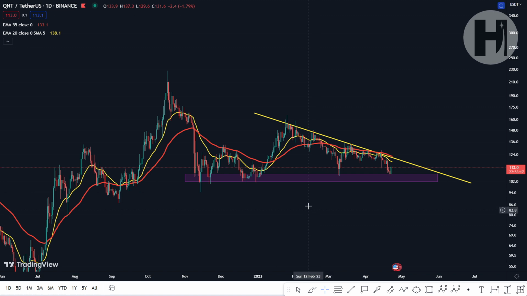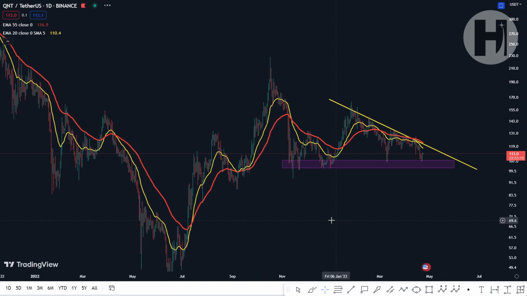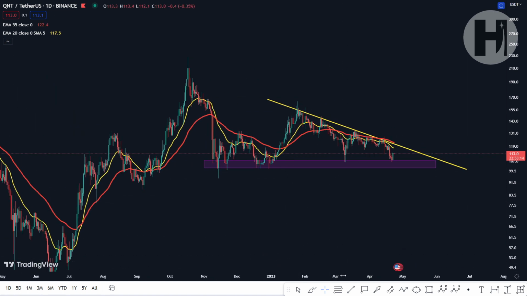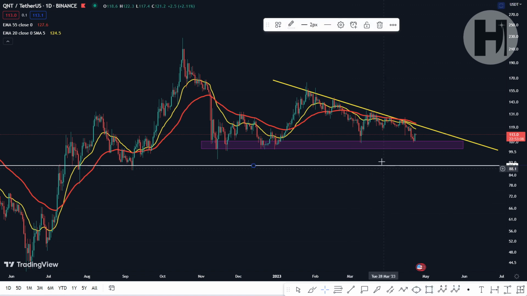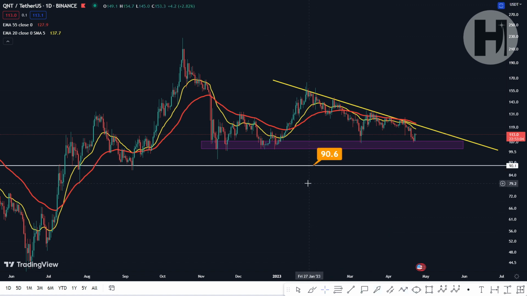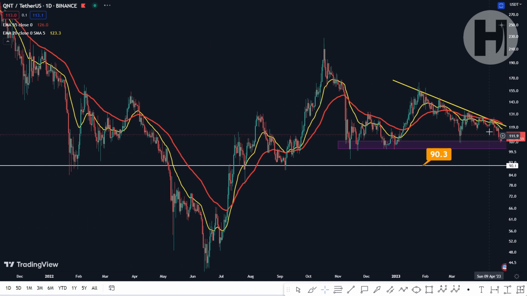So if that is going to happen, we have to take a look at some local lows here for us to target. For example, one would be here all the way down at $90.01, or roughly $90. That's right. So we have, there we go, 90.3. That is going to be a major support for us.